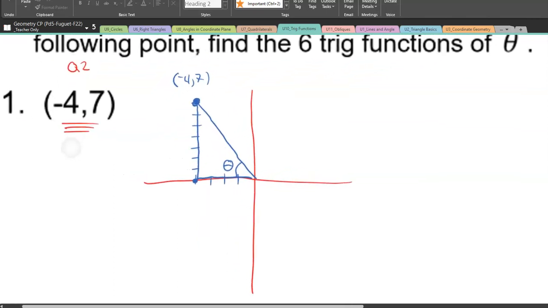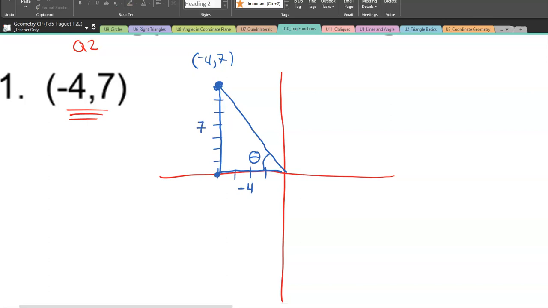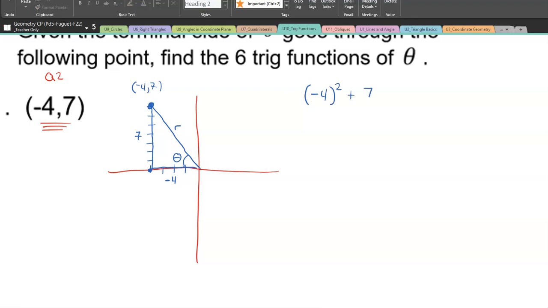Theta will always be on the origin. The leg here was a negative 4. We do have to denote negative and positive numbers on the coordinate plane, but we do not know what my hypotenuse, or we're calling it the r value, is. So we will need to set up a Pythagorean theorem to solve for this. Negative 4 squared plus 7 squared equals r squared.